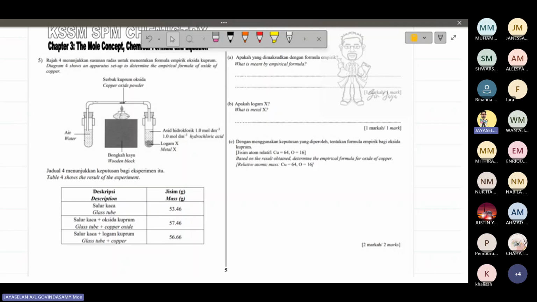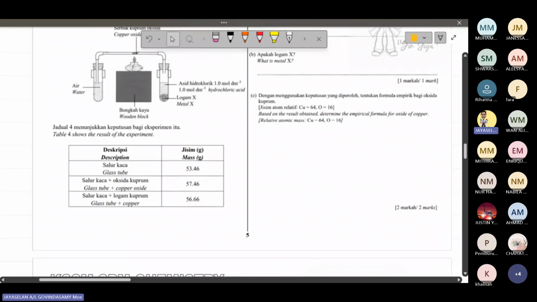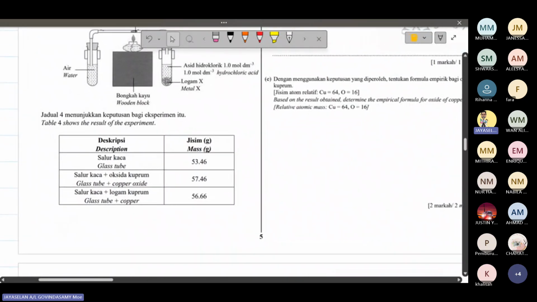Saya rasa saya tak ada masa lah. Dah 40 minit. Saya nak habiskan ni. Okay, can? Okay, we try to do together. Can, this fine. Okay, this one also same.